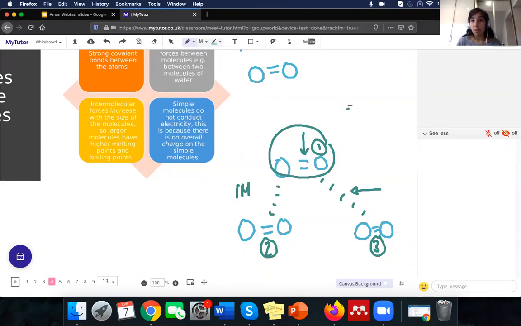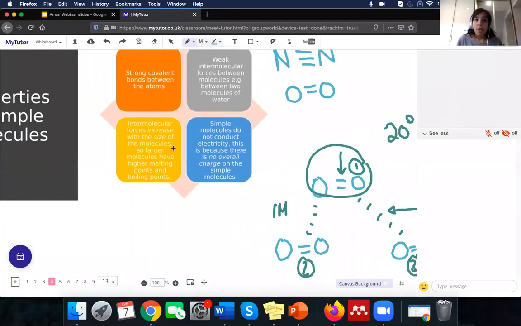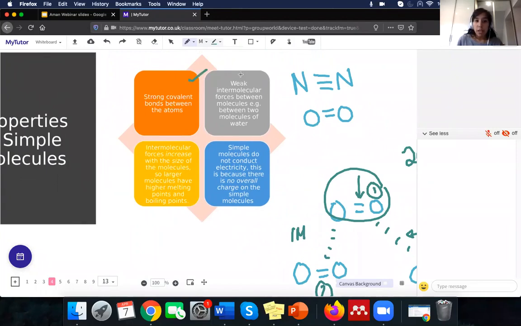So room temperature is about 20 degrees, which is quite low. And that means that the melting and boiling points are really low. So remember, melting takes a substance from solid to liquid, and boiling takes a substance from liquid to gas. So oxygen is a gas at room temperature, which must mean its melting and boiling points are very, very low. And it's because of these weak intermolecular forces between the molecules. So that's covered these two boxes here. The third box talks about how intermolecular forces increase with the size of the molecules.